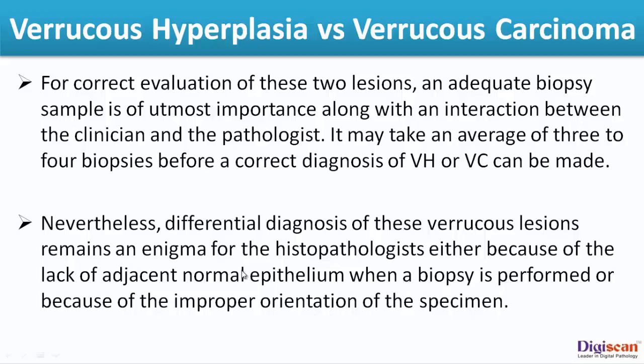Now this line is very important. Adjacent normal epithelium. In verrucous hyperplasia, the main lesion lies above the line of normal epithelium, while in verrucous carcinoma, it goes deep into the submucosa, much below the line of normal epithelium.